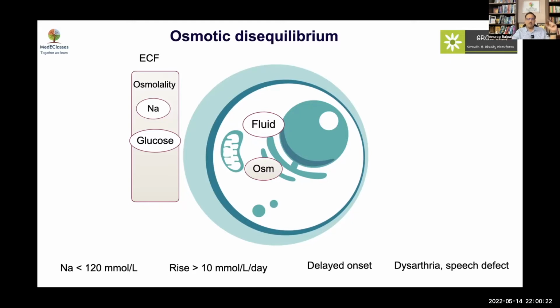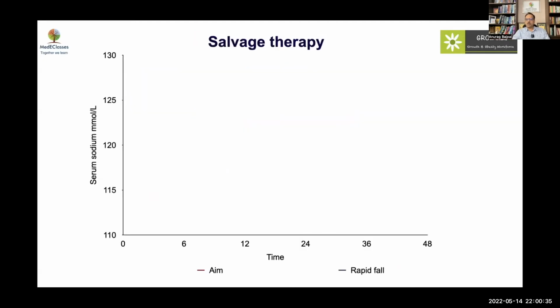So if you have anybody who has chronic hyponatremia, fluid changes, look at the eyes for the pupils, whether they are constricted, look at speech defect, look at other parameters, because that's something which is very important in that regard. So what do we do? We can think of a salvage therapy. So this is what you want, the sodium to gradually rise.